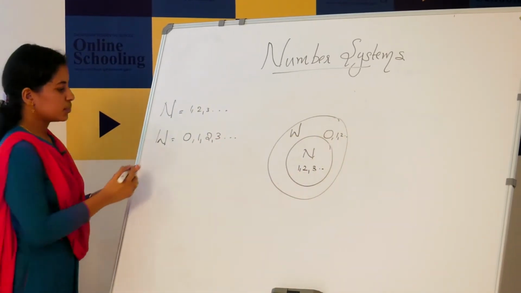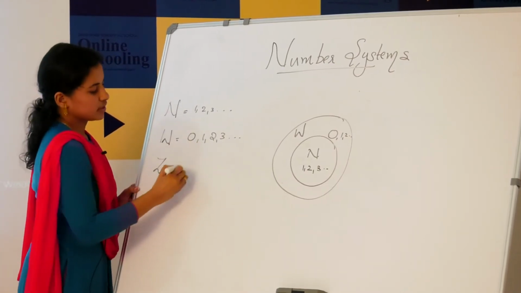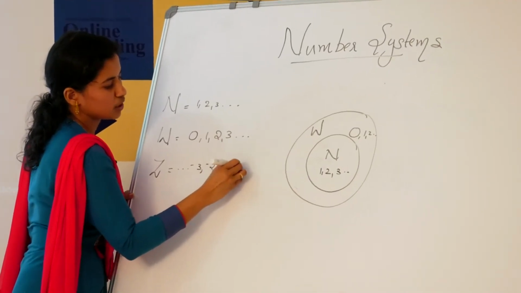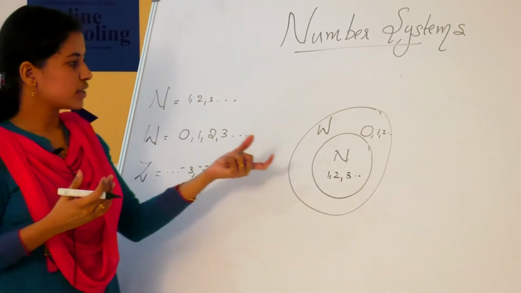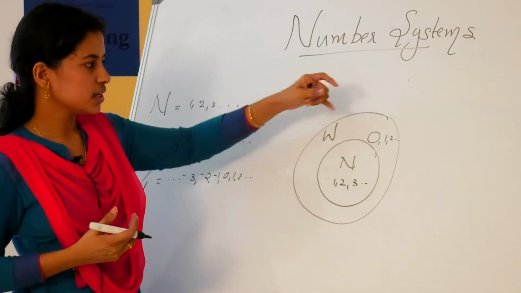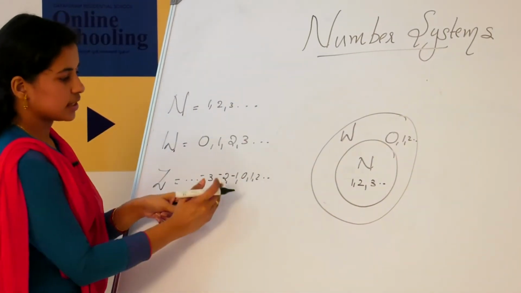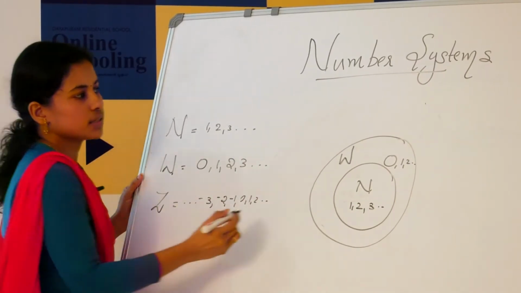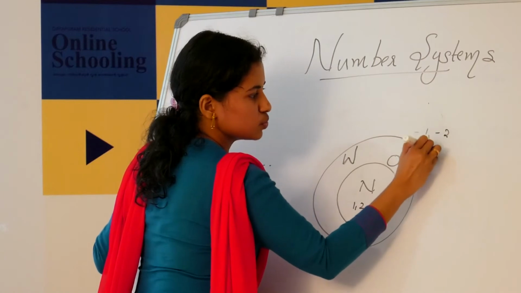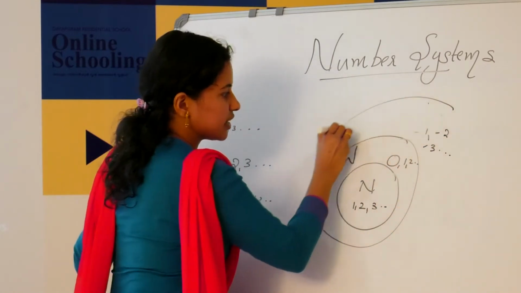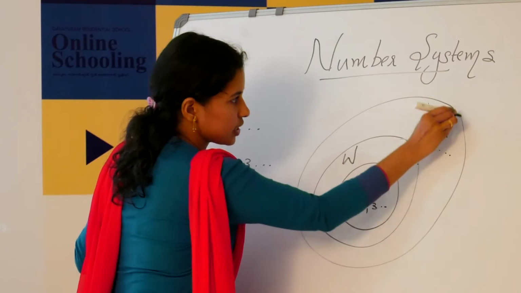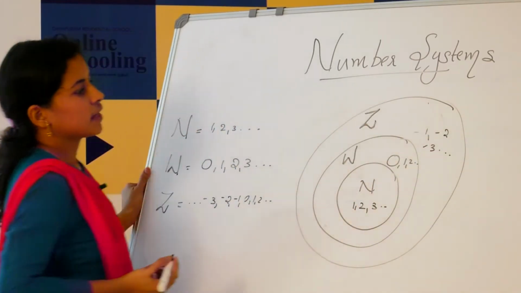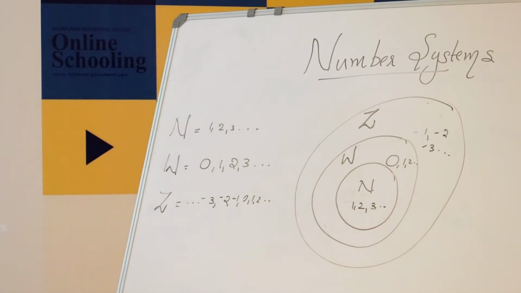Then we studied about integers, that is, etc. minus 3, minus 2, minus 1, 0, 1, 2, 3. We already get 1, 2, 3, etc. here, and 0, 1, 2, 3, etc. here. That is this part we already get. So including the minus part, that is minus 1, minus 2, minus 3, etc. we get another set of numbers and it is called integers. Then next section is rational numbers.